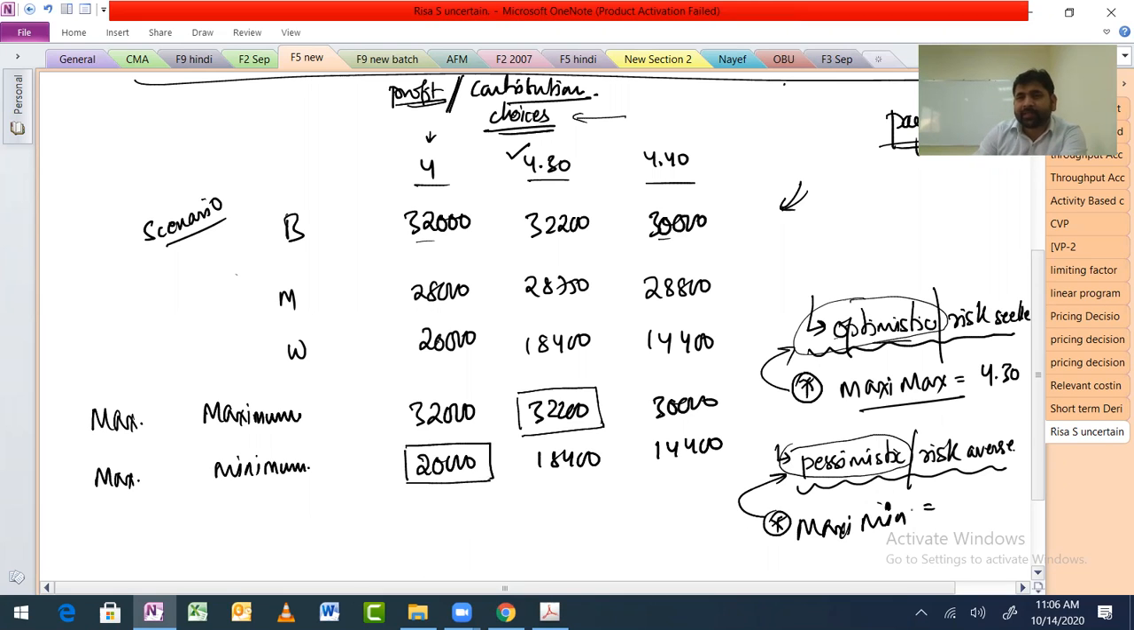So as per this method, he'll go with 4 because his idea is that he's already expecting something bad to happen. If the worst thing happens, then also I will get 20. Correct? So 4 is better. This is the maximin rule. Are we fine with that?